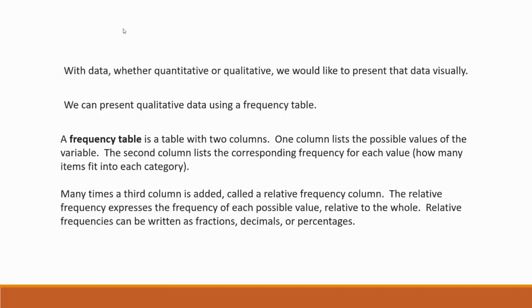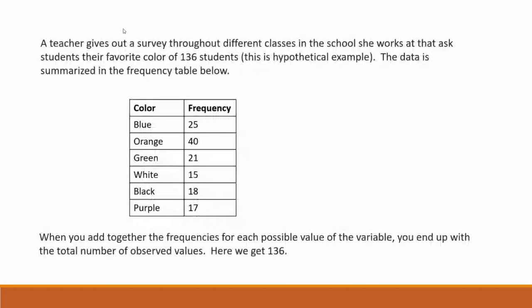Well, we can do that. We like to present data visually. And there are different ways of doing that. For qualitative data, we can use frequency tables. We'll see other ways, but one way is a frequency table. That's a table where there are 2 columns. One of them is the values of the variable. The other column is the frequency, and how many items are in each category. I'll get to the third part.